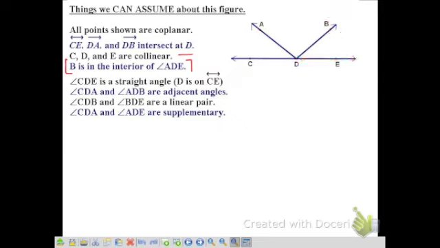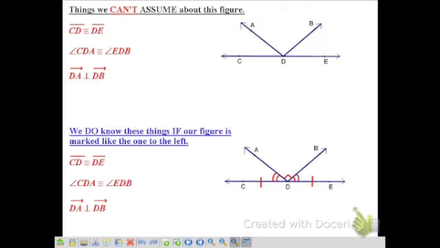For CDE is a straight angle, so this kind of goes back to it being a line, so it's also a straight angle. Adjacent angles, so since we have CDA and ADB, we see that those go together. They're only sharing one side. And then the other parts are just talking about, again, that this is a line, so they form a linear pair, and that they're also supplementary. They would add up to 180 degrees.